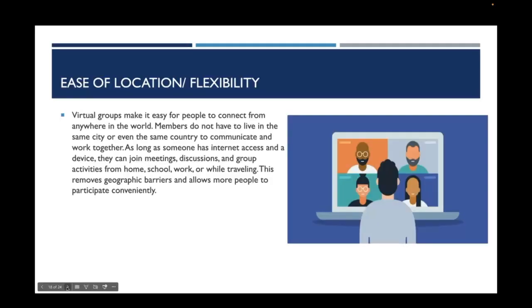Hi, my name is Ellie Graham, and I'm going to be discussing how the ease of location and flexibility of schedule is a benefit of virtual groups.